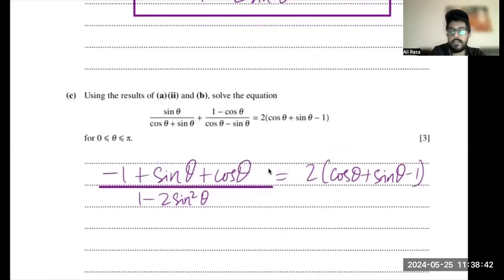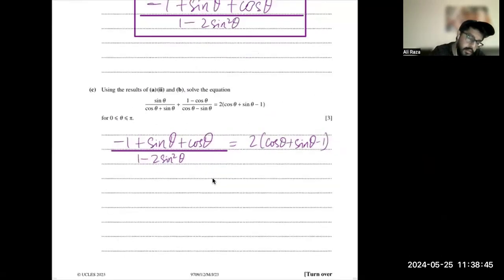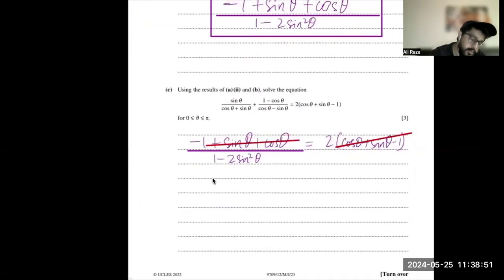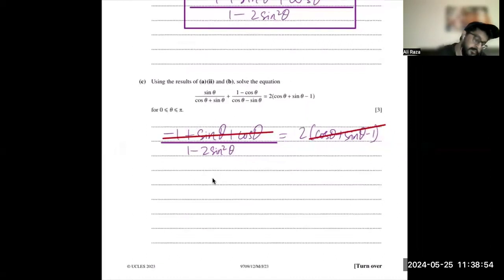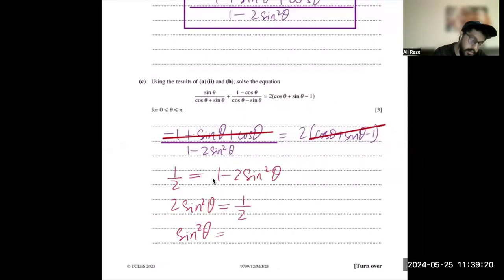We can see that these two sides can be cancelled out. This whole bracket is cancelled out by these three terms. And then when we cross multiply, we get 1 over 2 is equal to 1 minus 2 sine squared theta. 2 sine squared theta comes out to be half. Sine squared theta is 1 over 4.